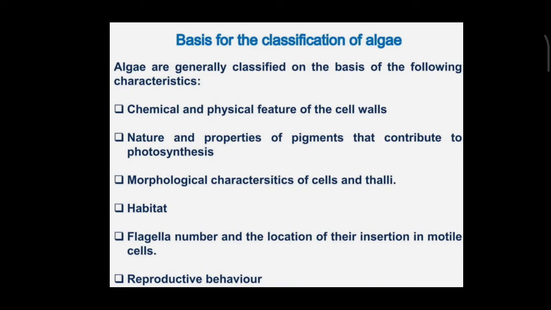What are the basic classifications of the algae? On what basis has the algae been classified? The algae are generally classified on the basis of the following characteristics: chemical and physical features of the cell wall, the nature and properties of pigment that contribute to photosynthesis, morphological characteristics of cells and thalli, then habitat, and then flagella number and the location of the insertion in motile cells, and also their reproductive behavior.